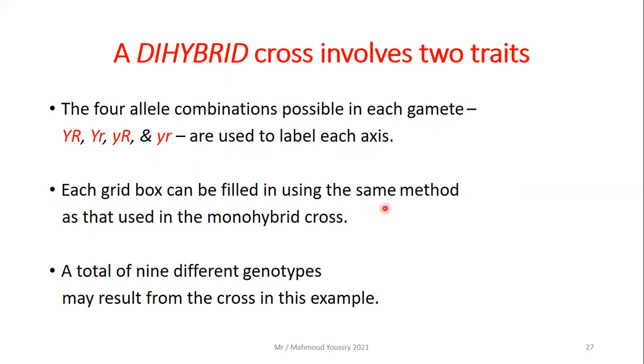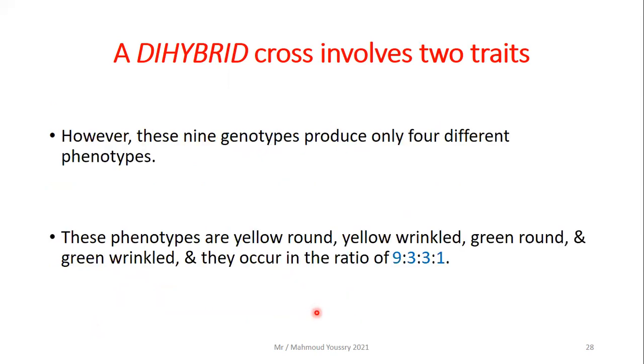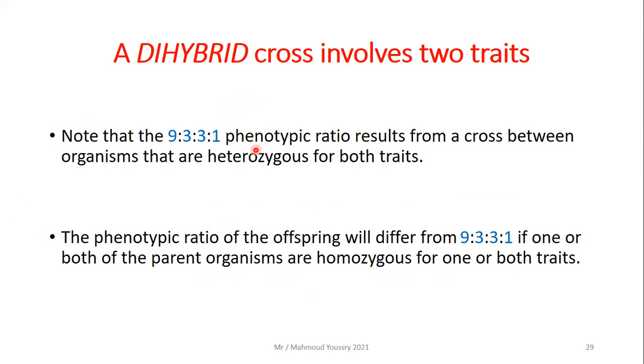Each grid box can be filled in using the same method as that used in the monohybrid cross. A total of 9 different genotypes may result from the cross in this example. However, these 9 genotypes produce only 4 different phenotypes: yellow round, yellow wrinkled, green round, and green wrinkled, and they occur in the ratio 9:3:3:1. Also, note that this phenotypic ratio results from a cross between organisms that are heterozygous for both traits. They have the 2 alleles, the dominant and the recessive, for both traits.